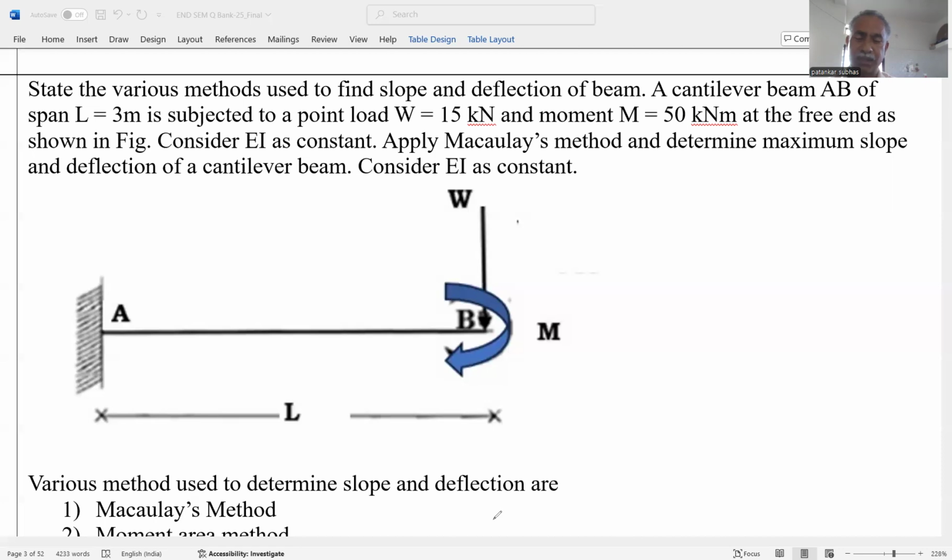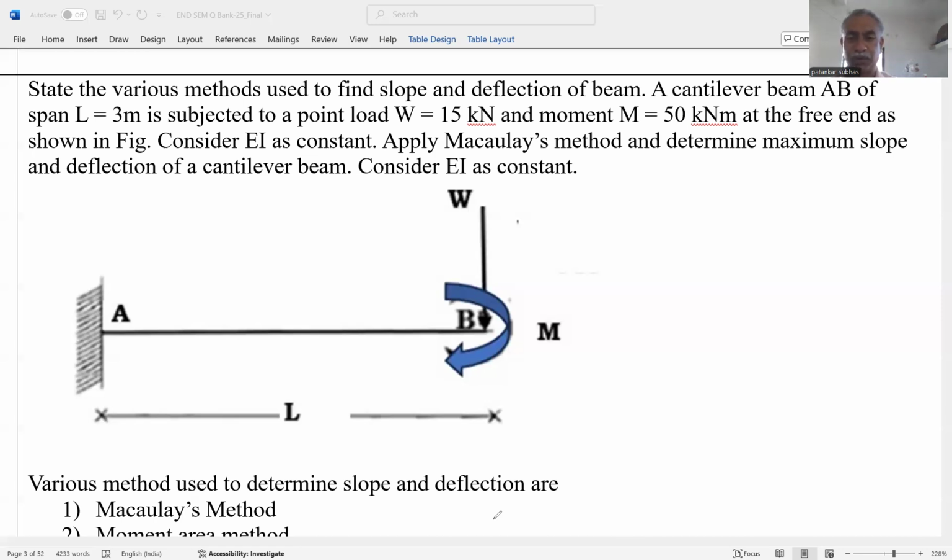Similarly, a hinge support is treated as a hinge, and a roller support is considered as a roller support in the conjugate beam method. But if there is an internal hinge, then this internal hinge is converted into a roller in the conjugate beam, and if there is an internal roller, it will be converted into an internal hinge. So these are the three methods.